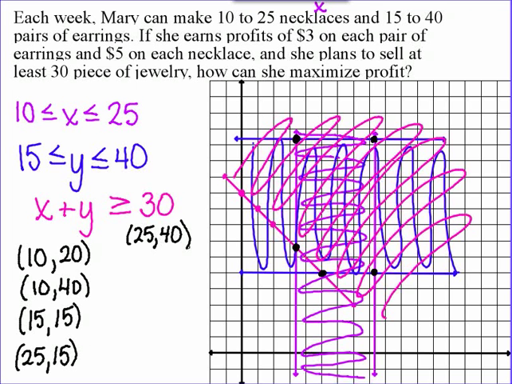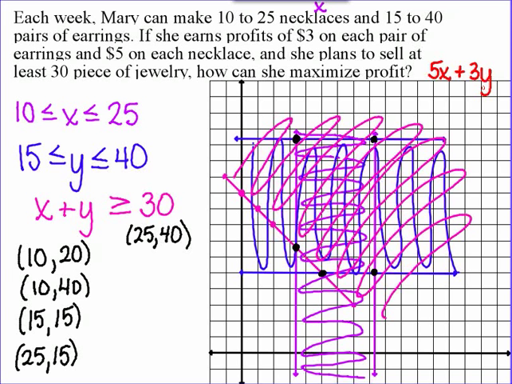Now the question is, what equation do we plug it into? If you look in the original problem, it says she earns a profit of $3 on each pair of earrings and $5 on each necklace. So that's what you're trying to maximize: the profit. What did we represent necklaces with, X or Y? X. So that would be 5X. What did we represent earrings with? Y. So that would be 3Y. So what I'm going to do is plug each of those 5 points into this 5X plus 3Y. So I need you to go through and do that. Tell me which one gives me a maximum profit.